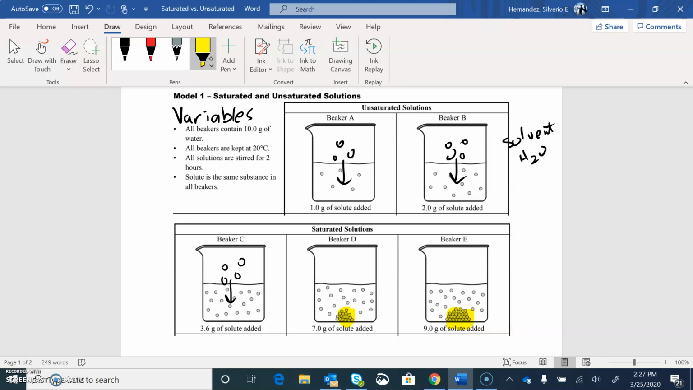Looking at this information and with what I explained here, you should be able to answer the questions that go along with this model.